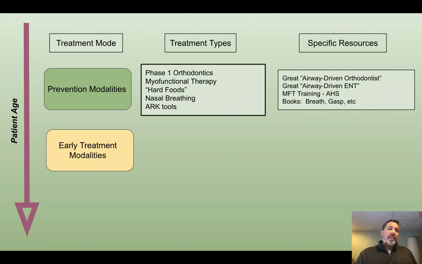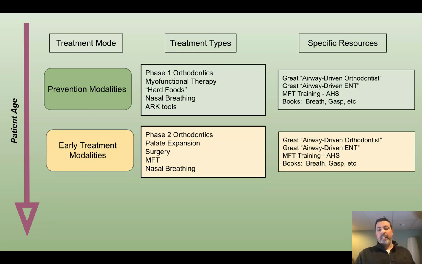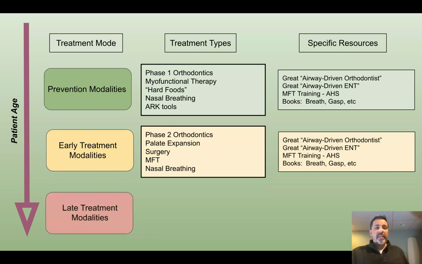Well, maybe you have a patient that's 11, 12 years old. They've missed the point where we can really positively impact skeletal growth. Unfortunately, the teeth are now crowded, and now we just have to do a dental solution rather than a skeletal solution that we see in the prevention modalities. Well, phase 2 orthodontics, we can do palate expansion, surgery, myofunctional therapy, and nasal breathing. Again, there's lots of resources out there for that.